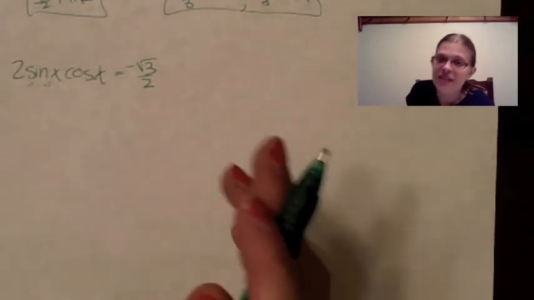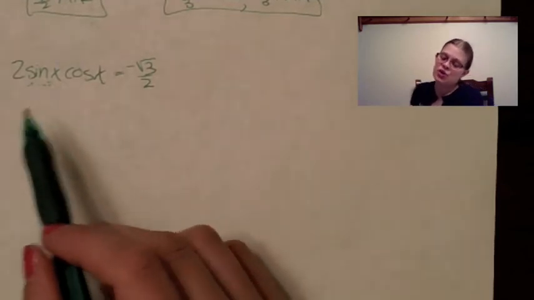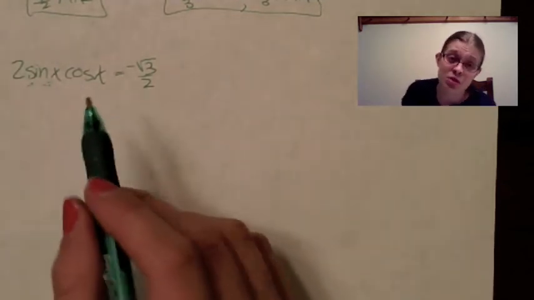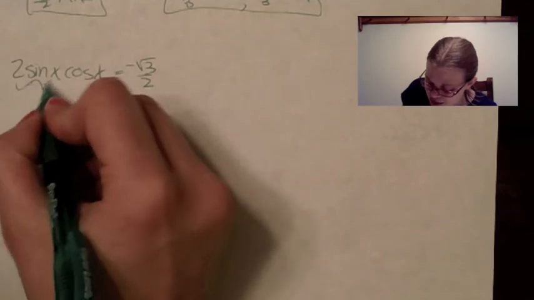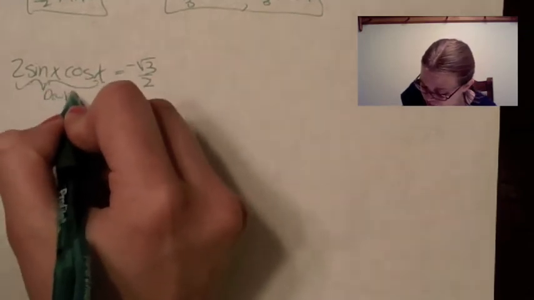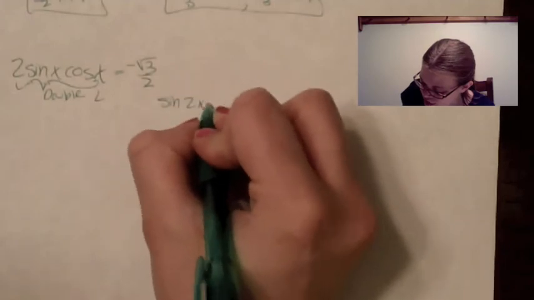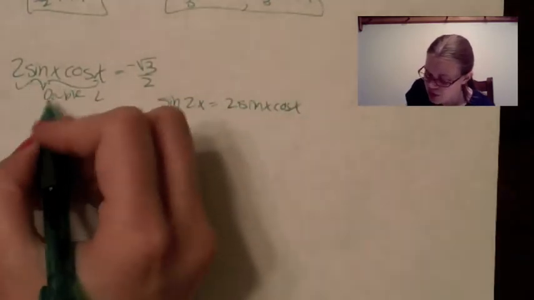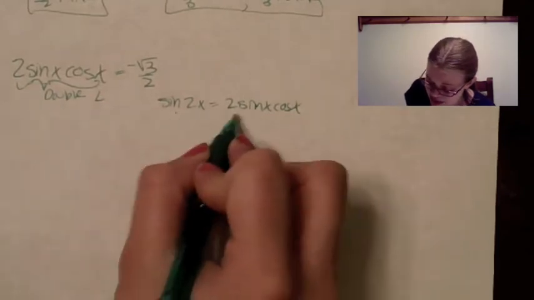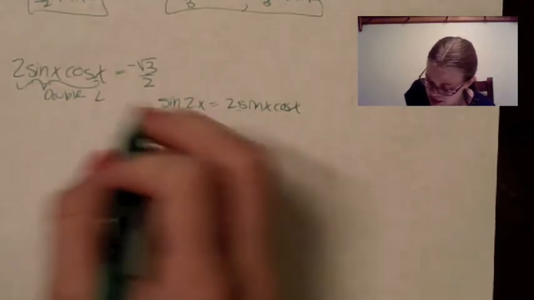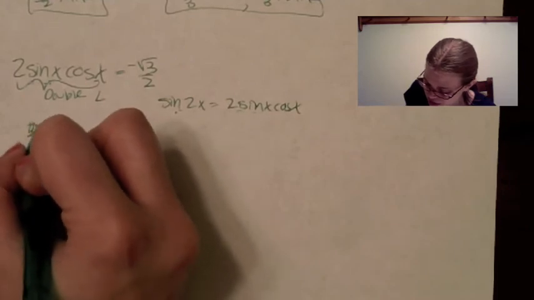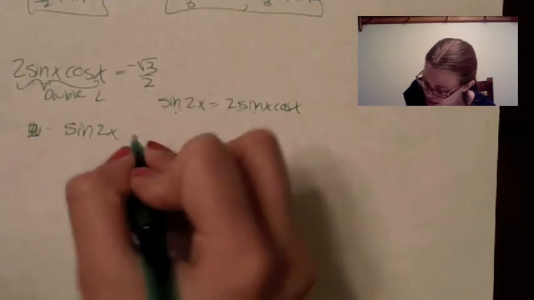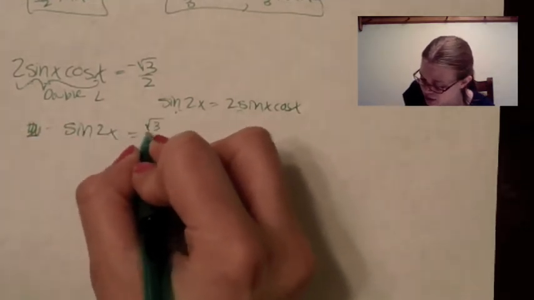So the only thing left to think about is your identities. This one should be slightly familiar to you at least. This is your double angle identity. If you look on your yellow sheet under double angle, the sine of 2x is 2 sine x cosine x. So I can change this to the left-hand side of this identity. I can write this as sine of 2x equals -√3/2.